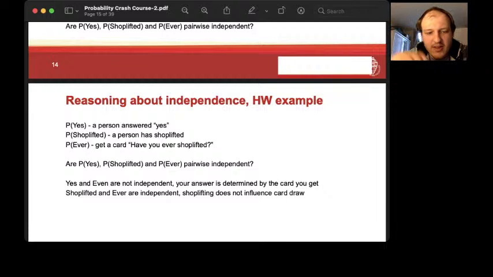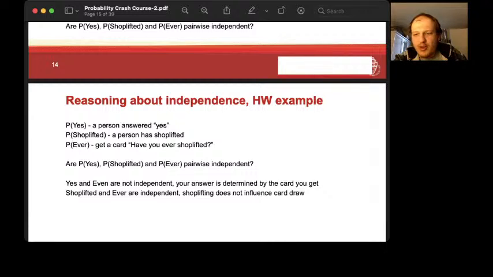But if you have something like shoplifted and ever, then you can be certain that they are independent. Because, let's say you shoplifted in the past, or you have never shoplifted, this in no way can influence you drawing random cards. Right?